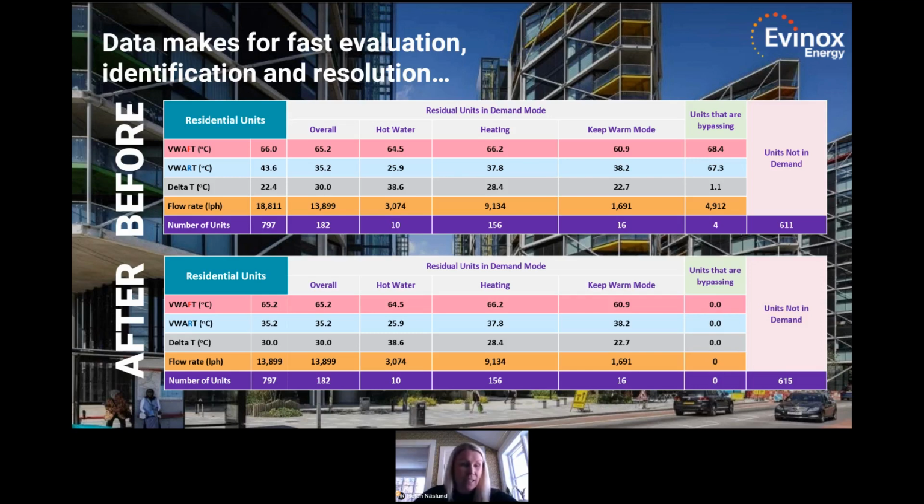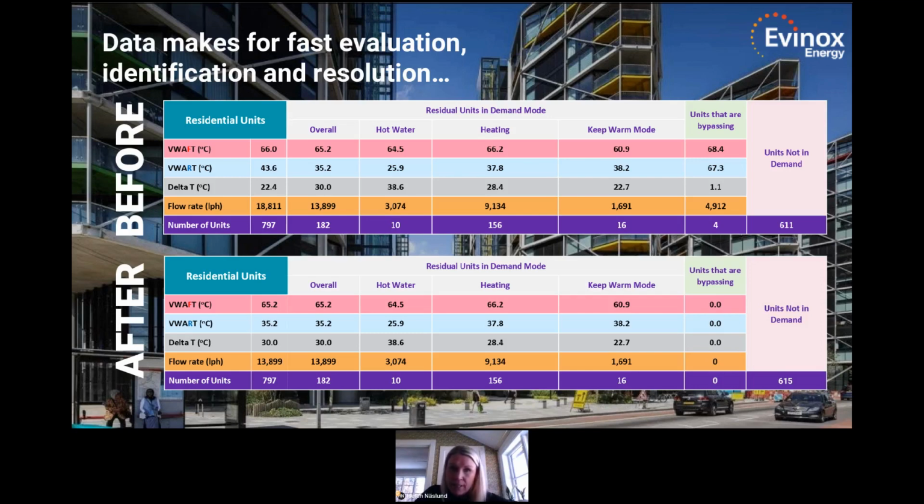So this again shows you that the laboratory test conditions are not always a true reflection of what is actually happening out there. We don't get 10 degrees coming into the units a lot of the time at all. So here we got 20 degrees coming into the unit. We're returning a 25.9 degree return temperature from the units in hot water mode. The units in heating mode at that time were returning 37.8 degrees back to the network, and the units in keep warm mode were returning 38 degrees back to the network.